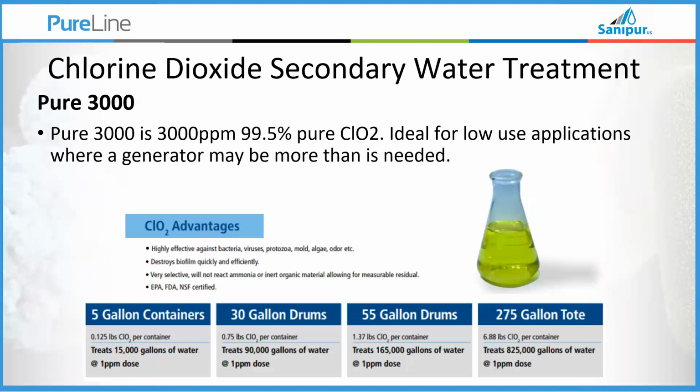One example of pre-made is Pure 3000, which we produce, and it's a 99.5% pure chlorine dioxide solution, that being chlorine dioxide versus any other chlorine species in water. It is primarily water. It is NSF 60 certified, EPA and FDA certified, and EPA labeled as well. And it's a ready-to-use, non-hazardous solution for chlorine dioxide applications in small to medium-sized facilities.